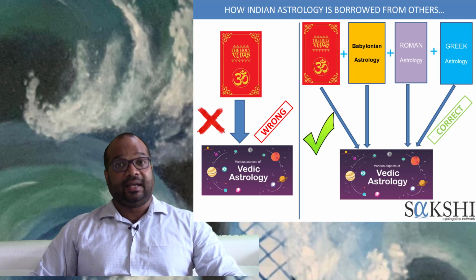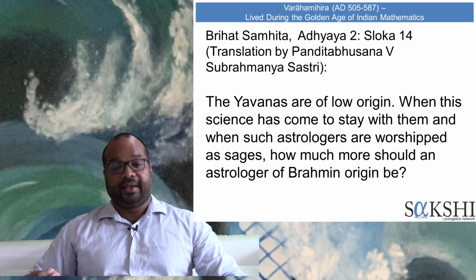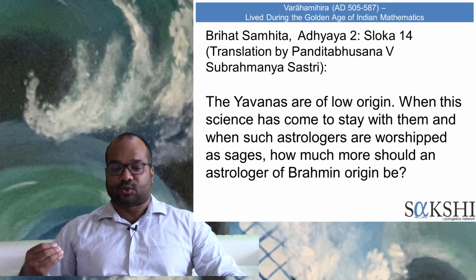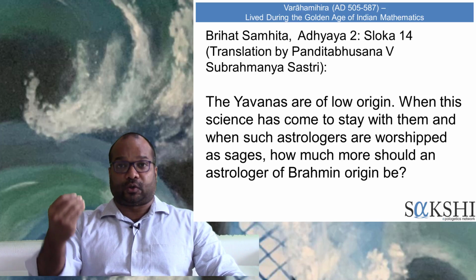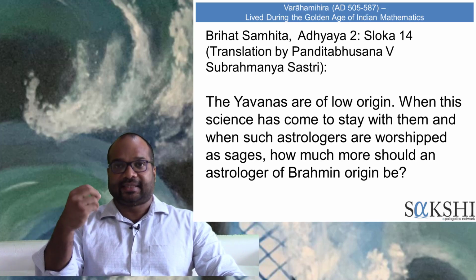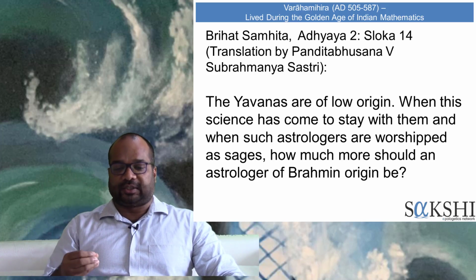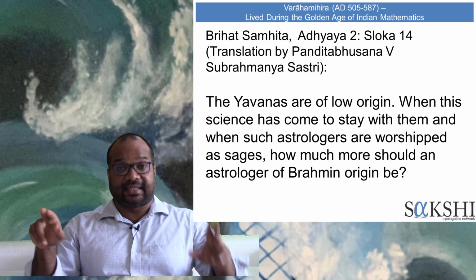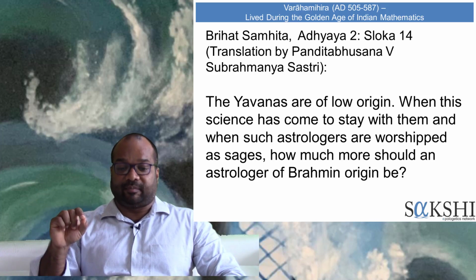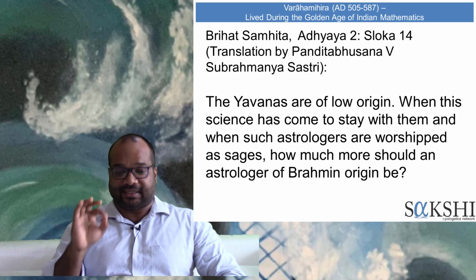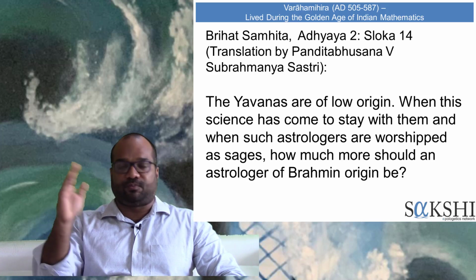Brihad Samhita is one of the Indian astrological books. In Brihad Samhita, Adhyaya 2, Sloka 14, in the translation of Pandita Bhushana V. Subramanya Shastri, it says, the Yavanas are of low origin. Yavanas are Greeks; we Indians used to call them Yavanas. Yavanas are of low origin, yet when this science, the science here being astrology, has come to stay with them, and when such astrologers are worshipped as sages or rishis, how much more should an astrologer of Brahmin origin be?